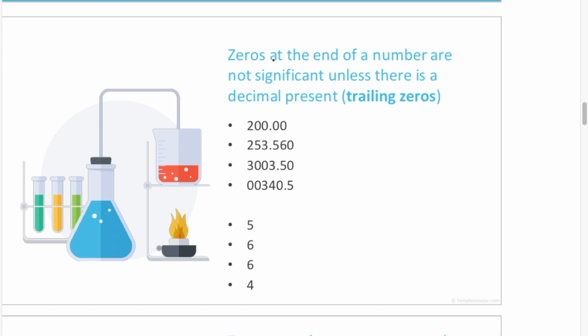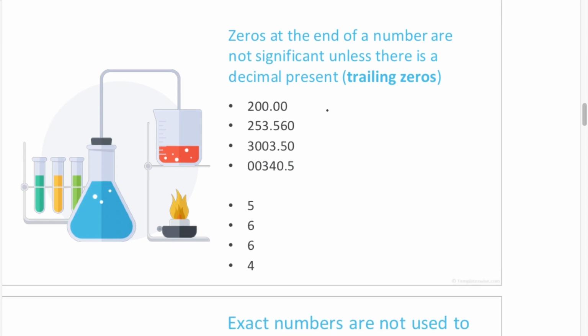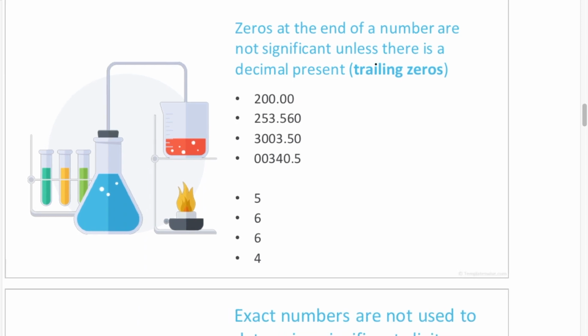The next rule is that zeros at the end of a number are not significant unless there is a decimal present. It's called a trailing 0. So if there's a decimal present, the trailing zeros are always significant. There is a decimal here, so there are 5 significant digits: 1, 2, 3, 4, 5. This one has a decimal present, so there are 1, 2, 3, 4, 5, 6 significant digits. This one has a decimal present, so this one counts, and these automatically count because they're in between. So there's 1, 2, 3, 4, 5, I'm sorry, 1, 2, 3, 4, 5, 6.